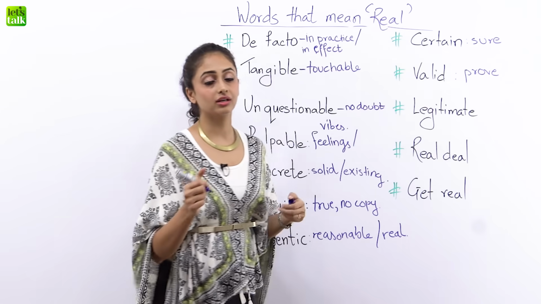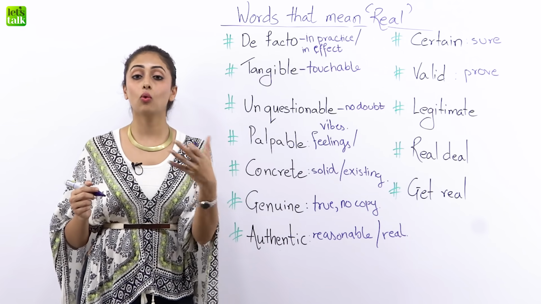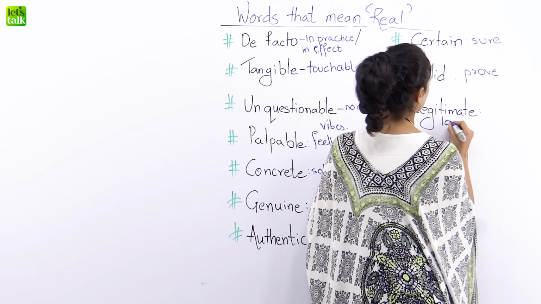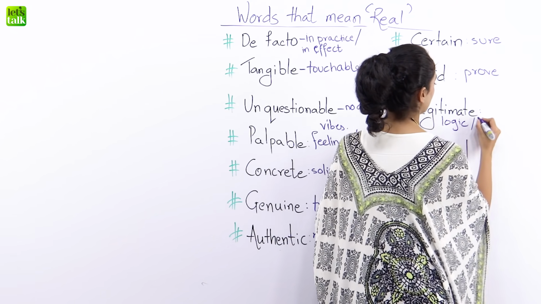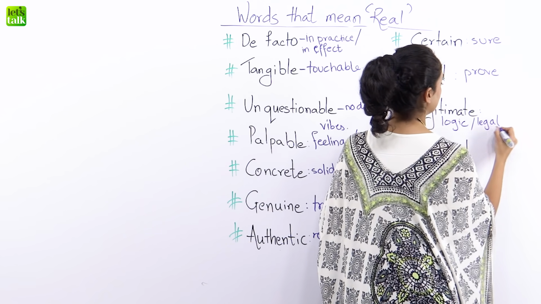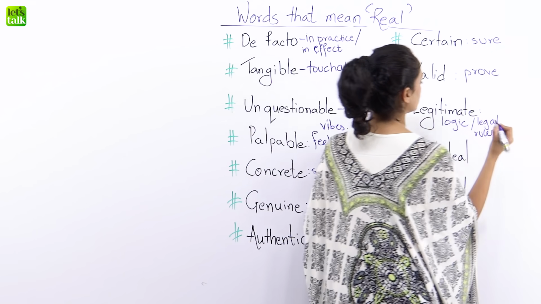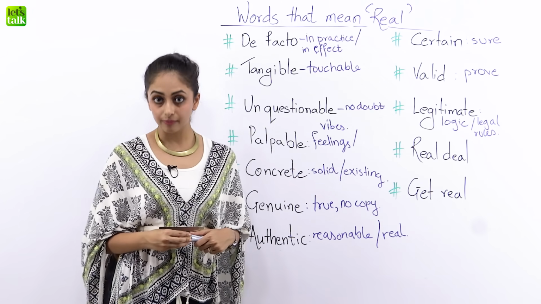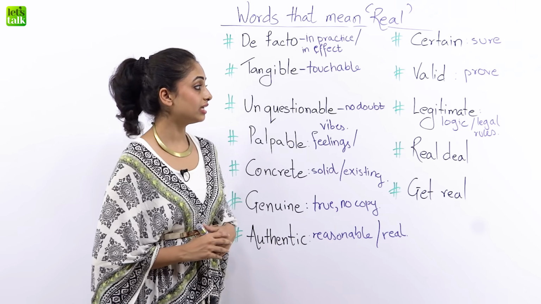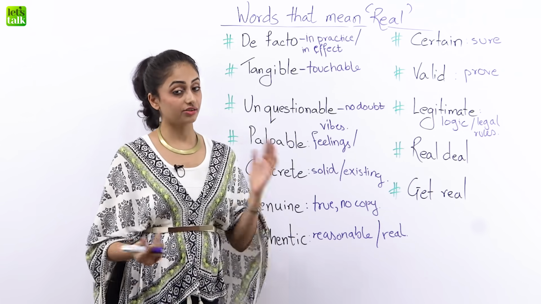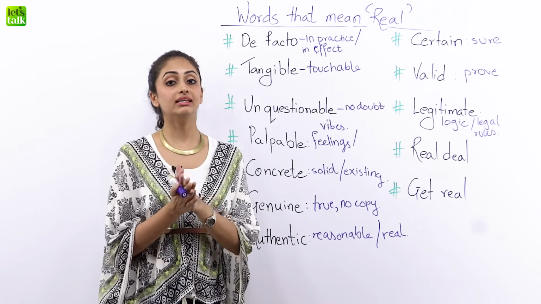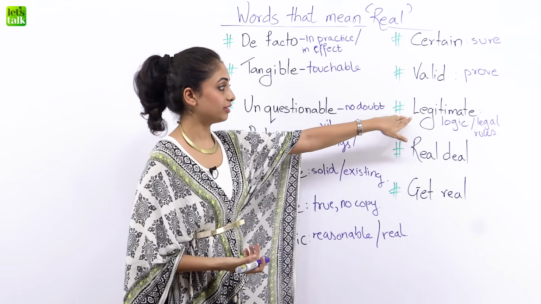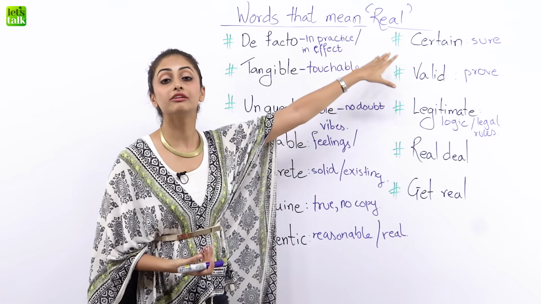Okay, moving from validity, we have legitimate. Legitimate is something that you can reason with logic or even legal rules. Information is legitimate. That means it is definitely based on logic, correct logic, and legally it is correct. Okay, that is legitimate, and that is also connecting with real information.